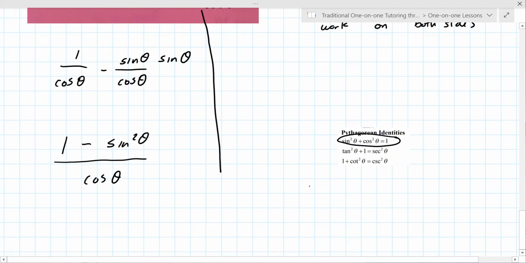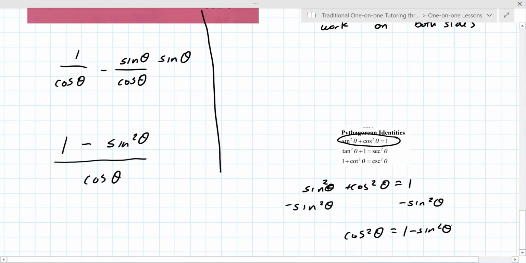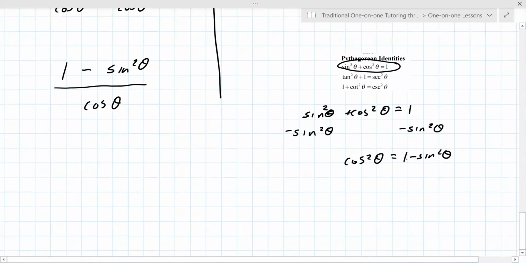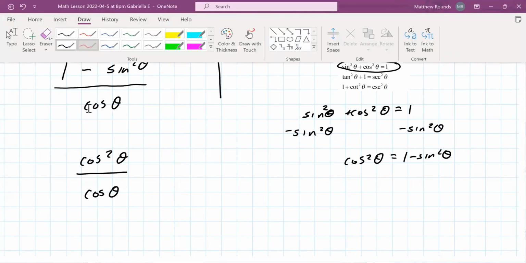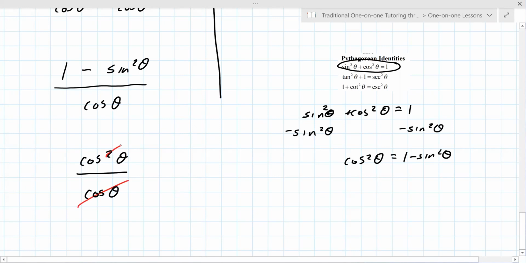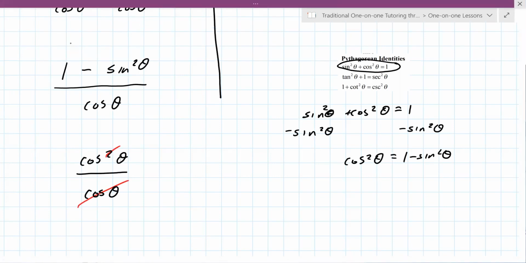The first one is sine squared theta plus cosine squared theta equals 1. If you subtract sine squared theta from both sides, you get cosine squared theta equals 1 minus sine squared theta. And just be careful here. I don't think you'll get any kind of wrenches or wrinkles in your problems, but it's not 1 plus, and sometimes students don't see that. So the numerator becomes cosine squared theta over cosine theta, and then those cancel, and you're just left with cosine theta.